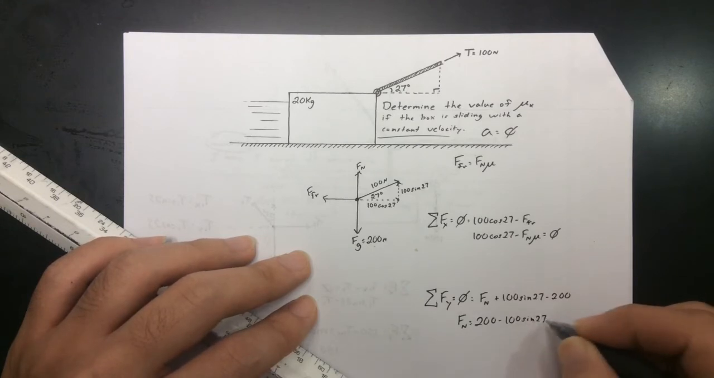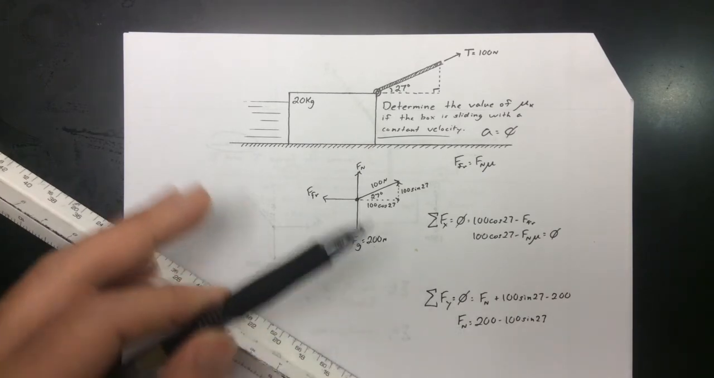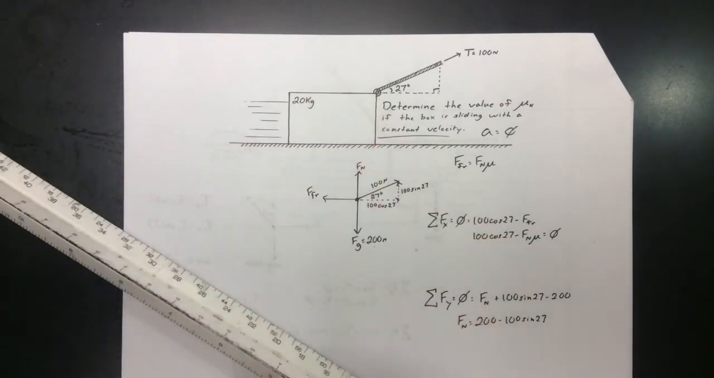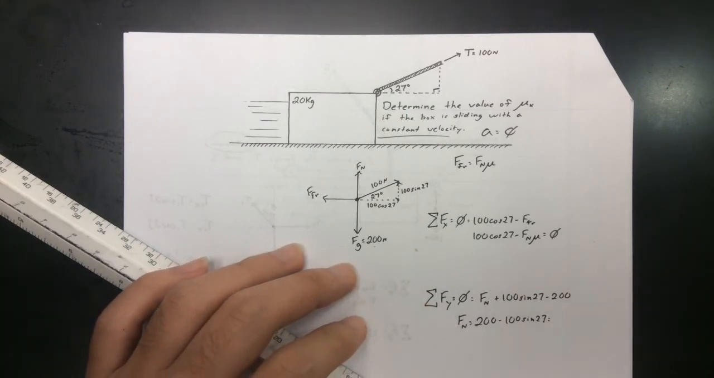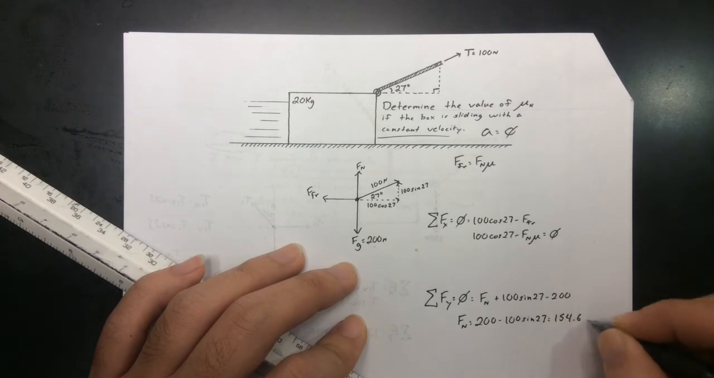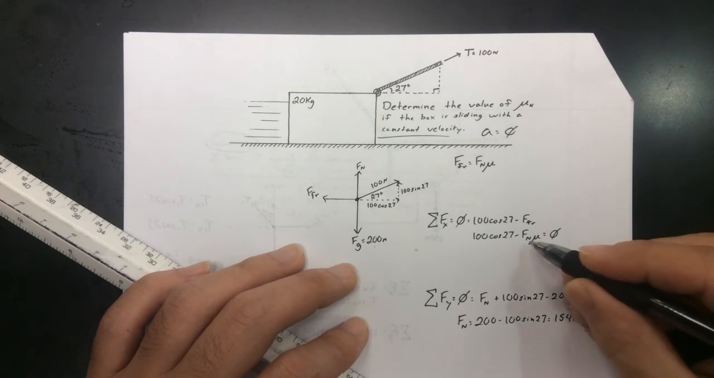And this should make sense to us, because if the tension wasn't there, normal force and gravity would be the exact same number. But since tension is pulling up, normal force from the surface, the force that the surface is pushing back up on this box, doesn't have to be as high, because tension is helping it out. And so 200 minus 100 times the sine of 27 gives me 154.6 newtons. So without this tension pulling up, the normal force would be 200. Here we have tension helping us out. We get 154.6. That normal force is going to go straight in there.